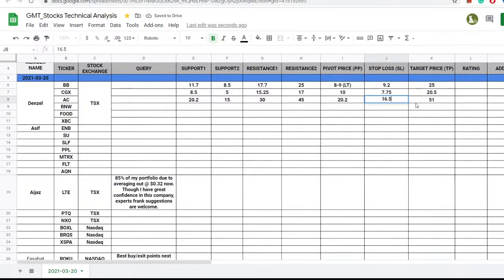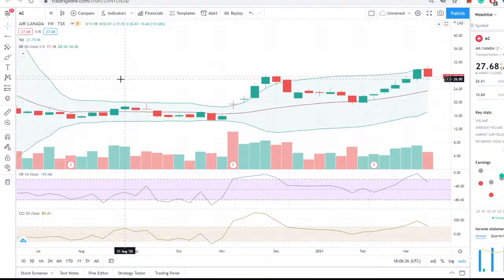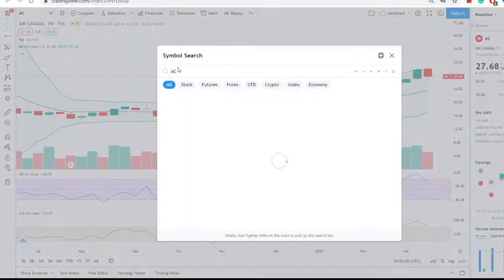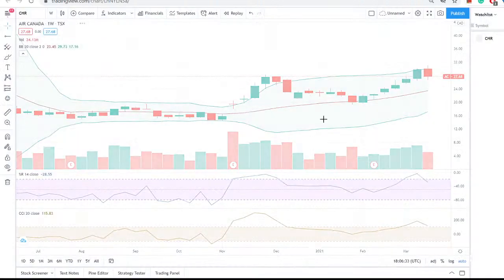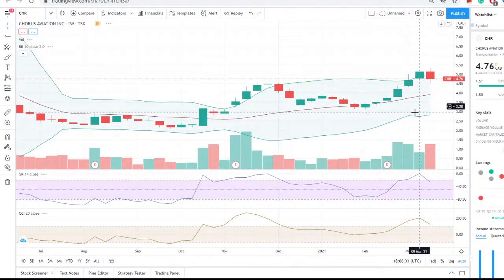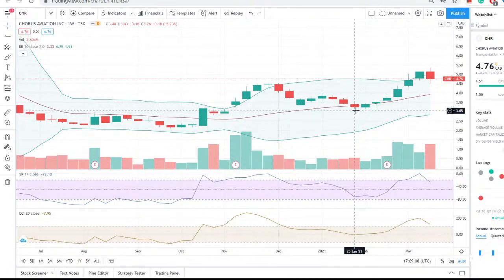Yes, Mohit. CHR instead of Air Canada, that's all right. That also mimics the Air Canada movement, or even faster. That way it's also good. And if you look at CHR, it's even more dangerous than Air Canada.